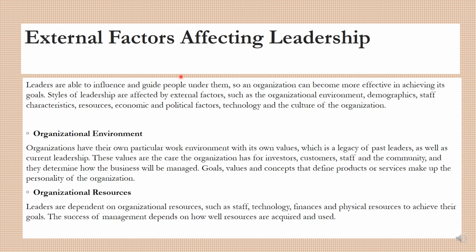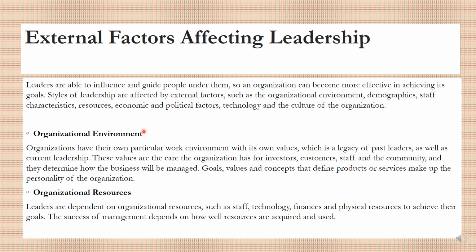Now we come to external factors affecting leadership. Now, leaders are able to influence and guide people under them, so an organization can become more effective in achieving its goals. Styles of leadership are affected by external factors such as organizational environment, demographics, staff characteristics, resources, economic and political factors, technology, and culture of the organization. So let us see them one by one, how they affect the leadership.